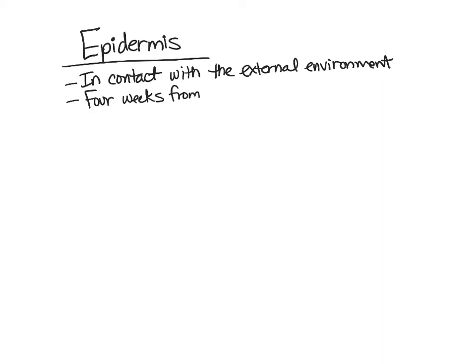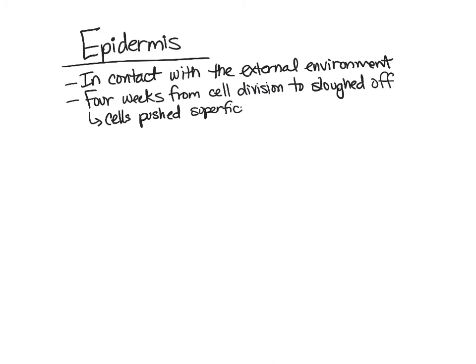From cell division to sloughed off. The way this works is the cells are pushed superficially, from one layer to the next. So what I'd like to do is get an image in here to show you these different layers.